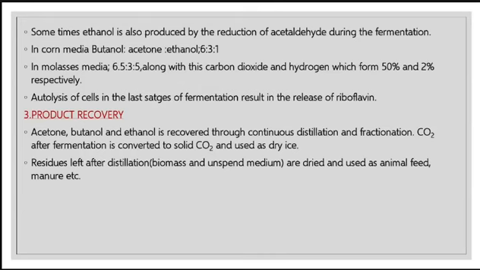In corn media, the ratio of butanol, acetone, and ethanol is 6:3:1. In molasses media, the ratio of butanol, acetone, and ethanol formed is 6.5:3:5. Along with the butanol, acetone, and ethanol, carbon dioxide and hydrogen are formed. Hydrogen forms about 50%, and carbon dioxide about 2%. Autolysis of cells in the last stages of the fermentation results in the release of riboflavin.